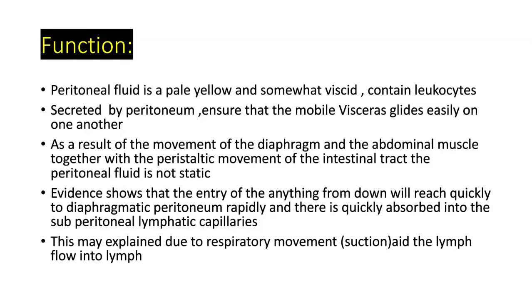Function of the peritoneal fluid: it is a secretion of the peritoneum, which is a pale yellow color and somewhat viscid, containing leukocytes. It ensures that the mobile viscera glide easily on one another, which means it acts as a lubricant. As a result of the movement of the diaphragm and the abdominal muscles together with the peristaltic movement of the intestinal tract, the peritoneal fluid is not static.